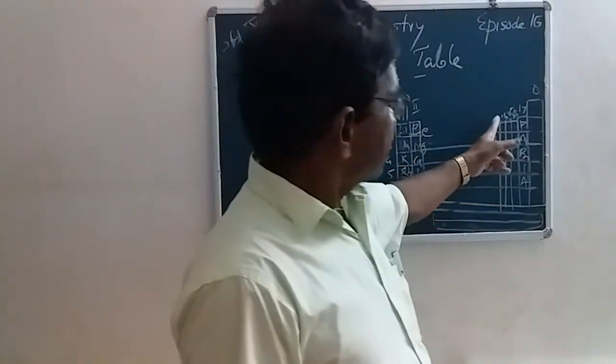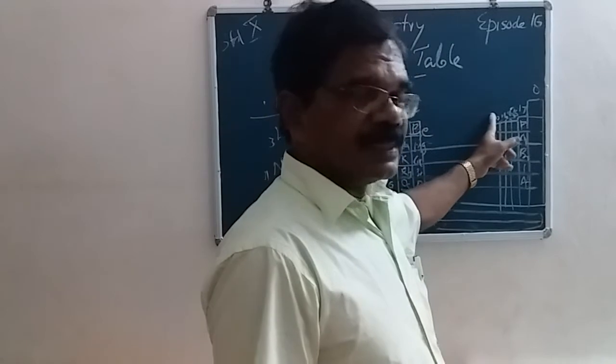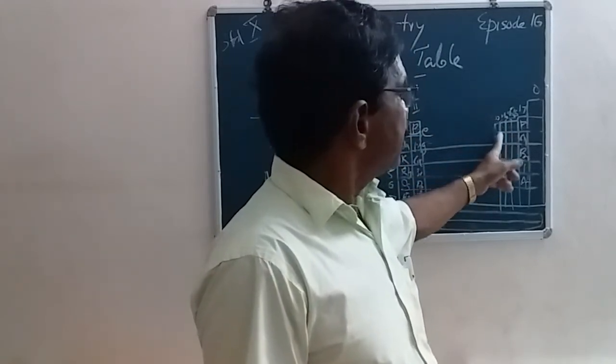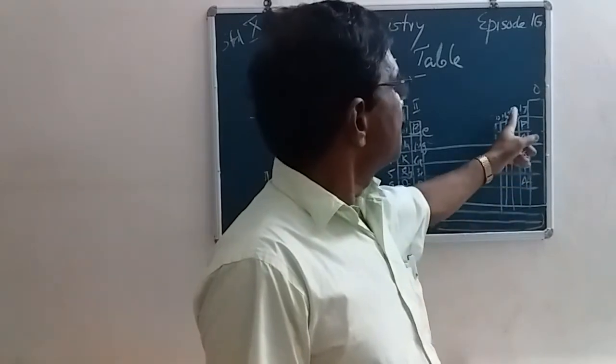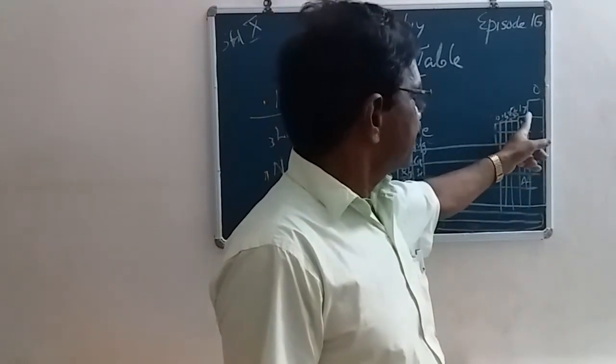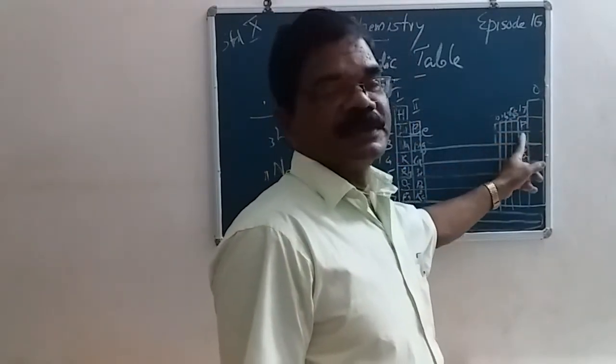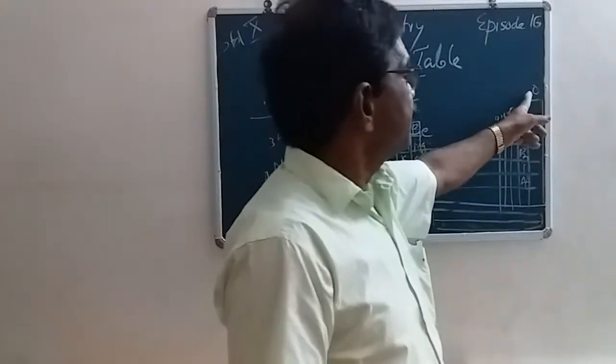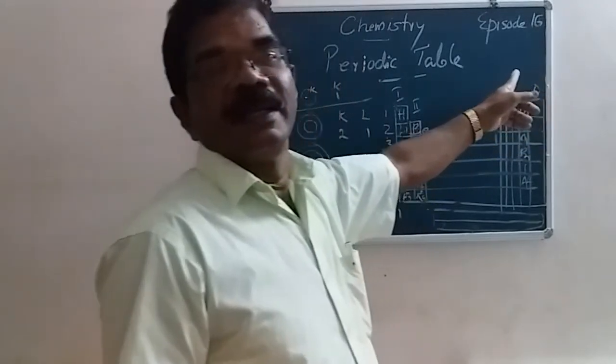Similarly, the third group is the 13th group. Third group elements have 3 electrons in the outermost shell. Then the 14th, 15th, 16th and 17th groups. The 17th group elements have 7 electrons in the outermost shell. This is the 18th group, or 0 group.